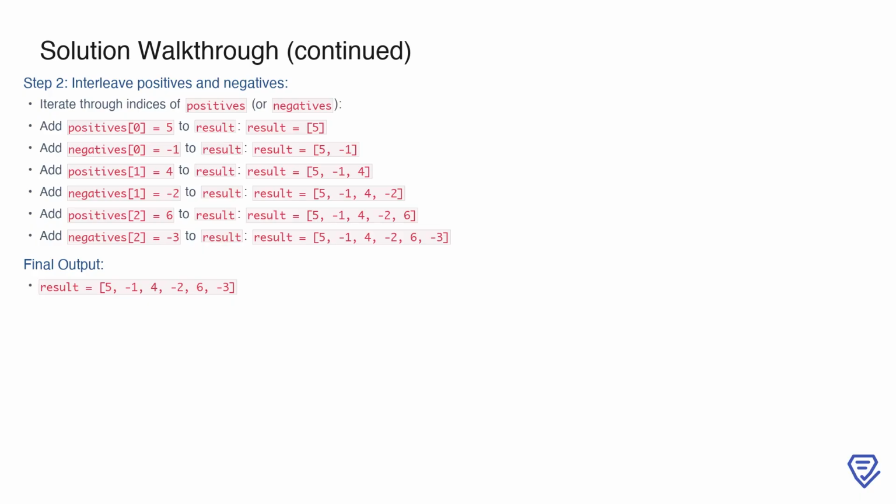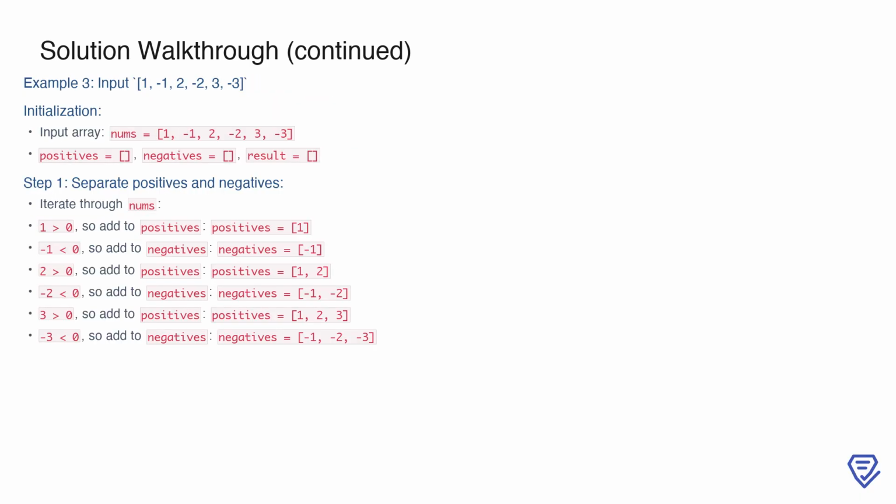Starting with positives, index 0 equals 5, we add it to result, making it 5. Then, we add negatives, index 0 equals -1, updating result to 5, -1. Following the same alternating pattern, we add 4, -2, 6, and -3 in sequence, resulting in the final output, 5, -1, 4, -2, 6, -3. This output once again ensures that each positive number is followed by a negative number while maintaining their relative order.